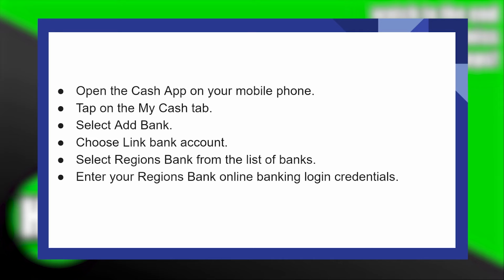Tap on the My Cash tab. Next, select Add Bank. Now choose Link Bank Account. After that, select Regions Bank from the list of banks.